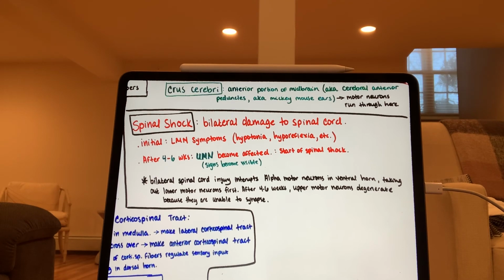So this is what spinal shock is. It occurs usually from upper motor neuron syndromes, and you would see patients coming in with lower motor neuron signs or symptoms for the first 4 to 6 weeks.